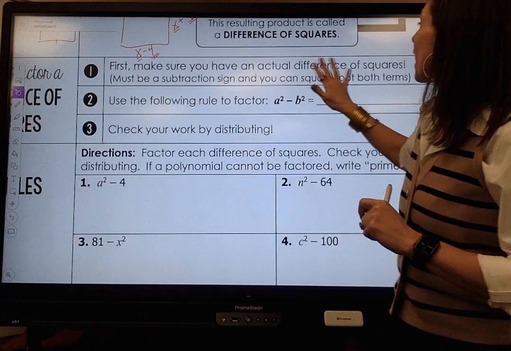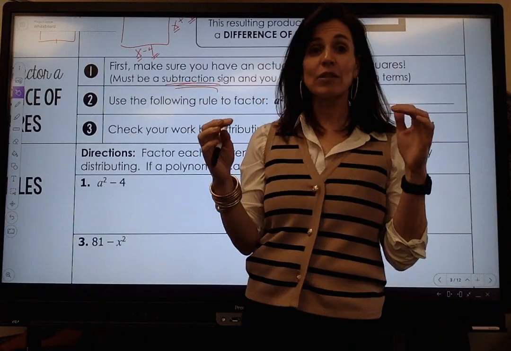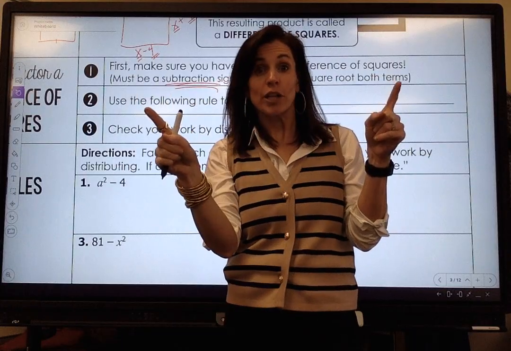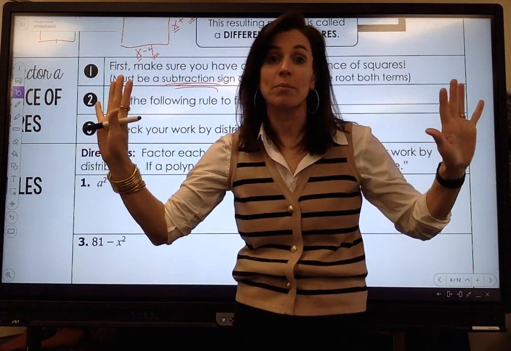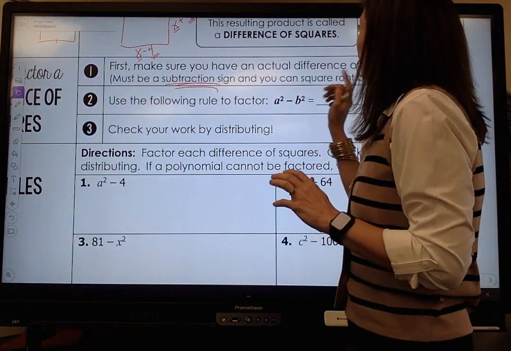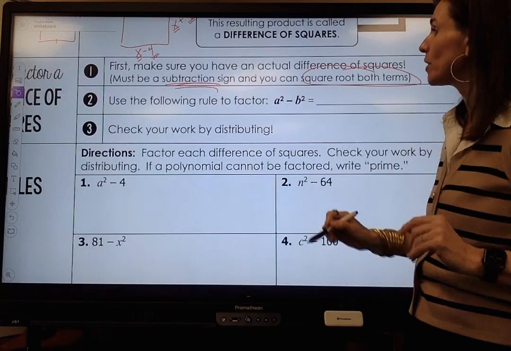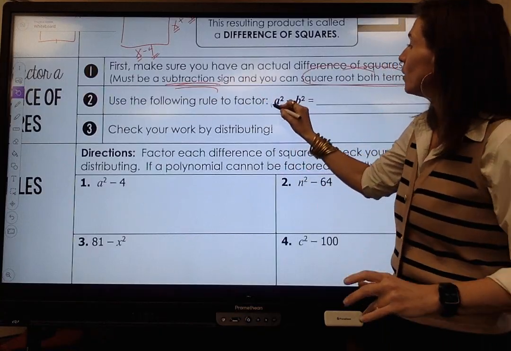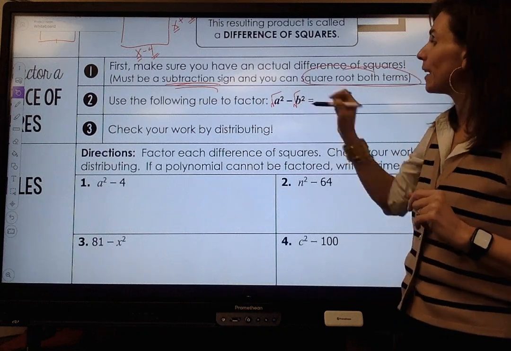First, you make sure you have an actual difference of squares. You must have a subtraction sign. That's what it means, difference. Difference means subtraction. Has to be a subtraction sign. If it's positive, it's prime. You cannot factor, okay? And you can square root both terms, just what we talked about. So look here. You can take the square root of a squared. You can take the square root of b squared, and that's negative.